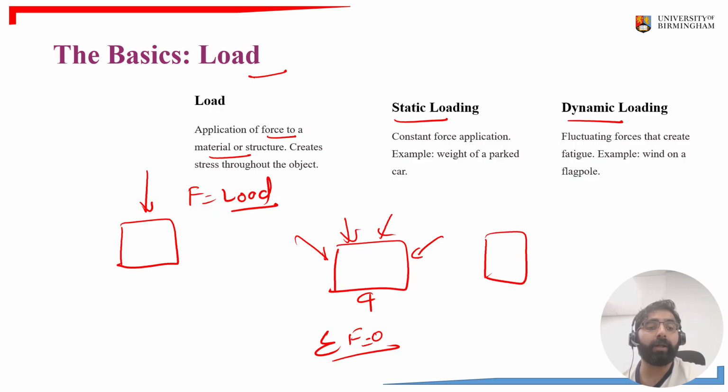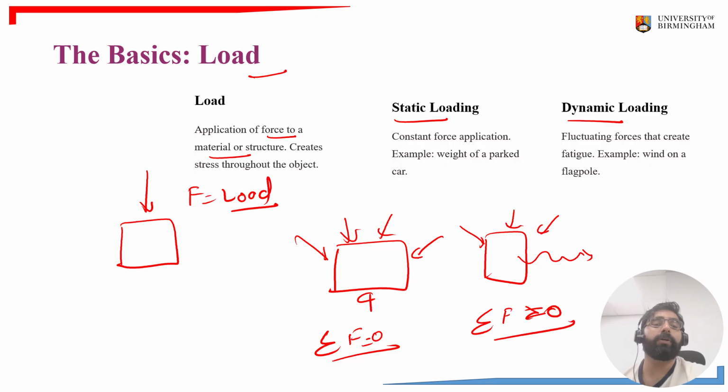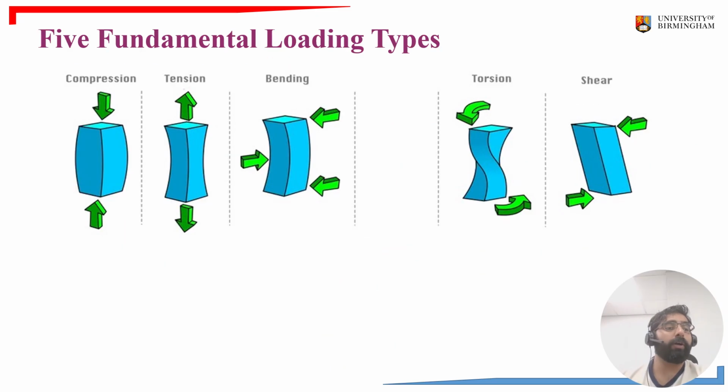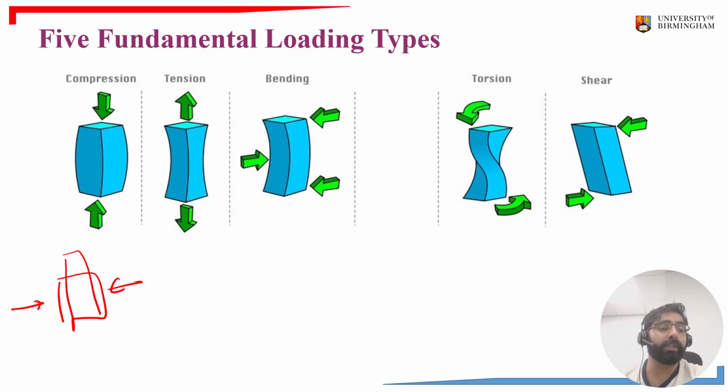But if the body is in a state of movement and a number of forces are acting upon it, then that is dynamic loading. In the mechanics of materials, there are five different types of loading. The first one is compression. Suppose there is a body and the forces are acting towards each other. It will compress that material. So this is called compression loading.